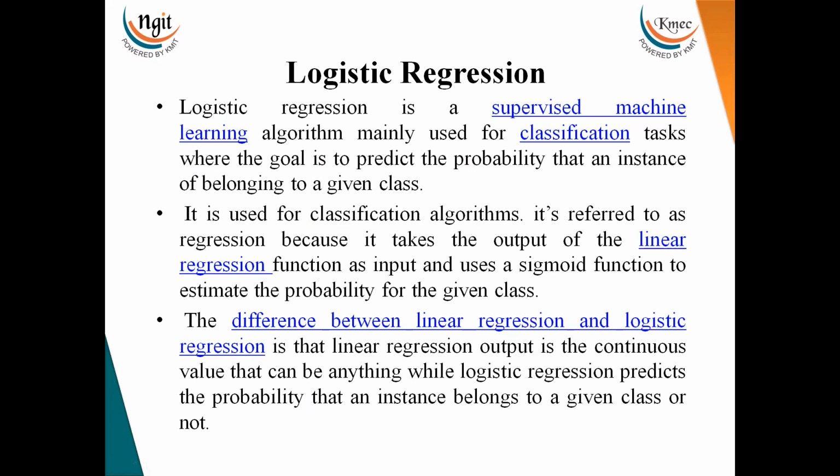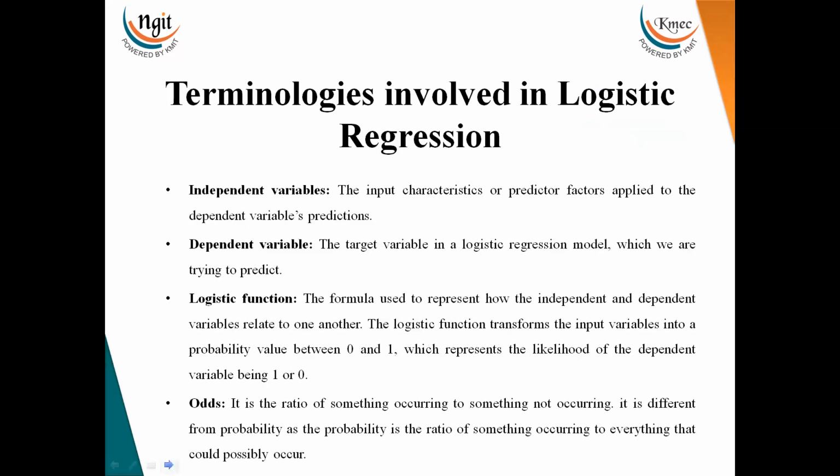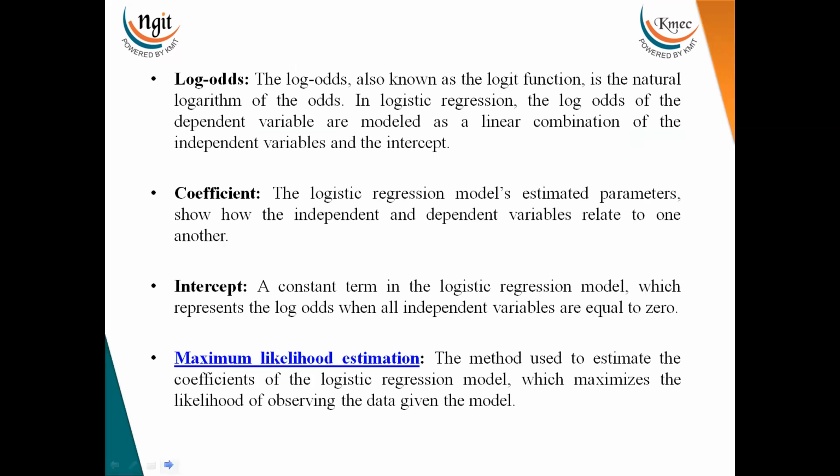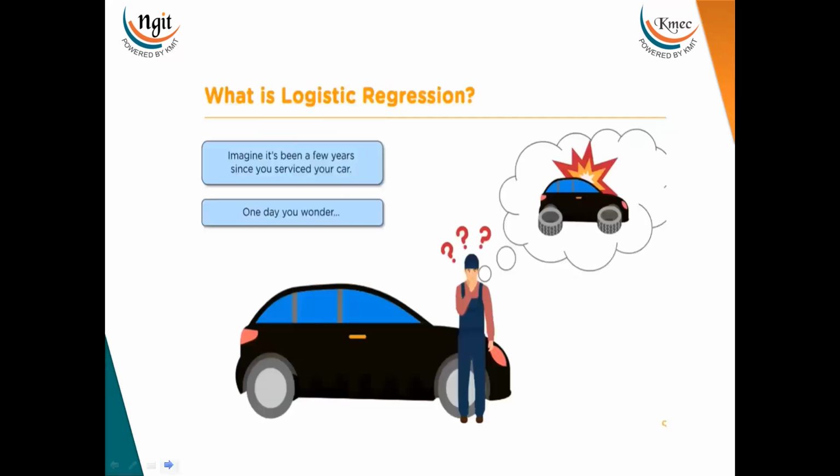Linear regression is used to solve continuous problems, or we can say the output will be a continuous value. In the case of logistic regression, the output will be a discrete value. The output will belong to a particular class. These are some of the terminology we are going to use in logistic regression, and earlier we used some of it in linear regression also. As we move further, these terminologies will become clear to you.